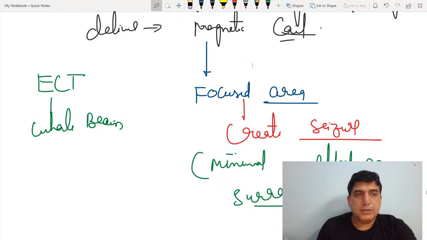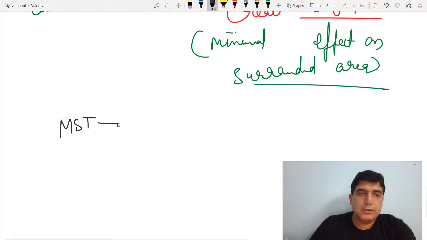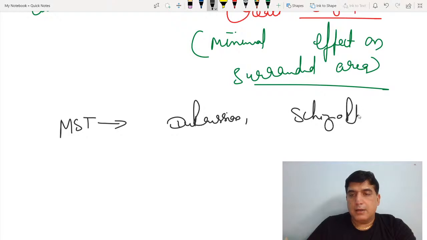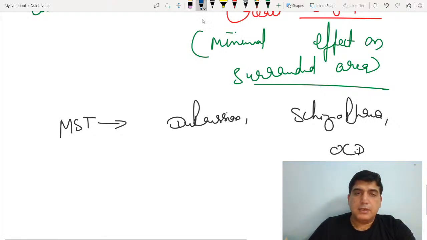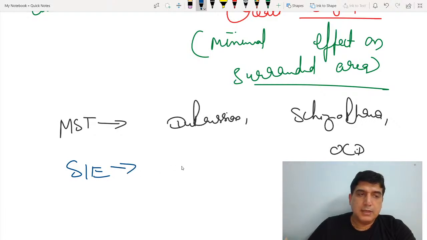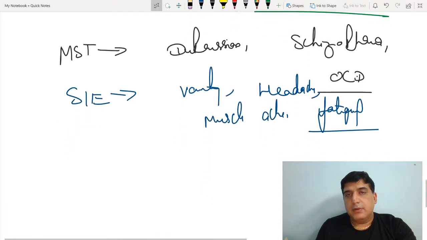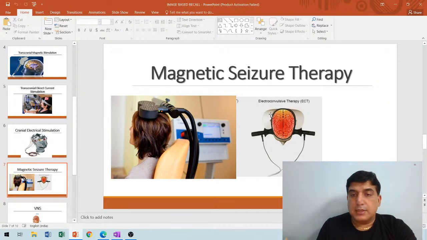In this, basically we use magnetic seizure therapy in various psychiatric disorders. We use it in depression, schizophrenia and obsessive compulsive disorder. The important side effects of magnetic seizure therapy: the patient will have vomiting, headache, muscle ache and fatigue. So fatigue, headache, muscle ache and vomiting are important side effects of magnetic seizure therapy. Correct? Next is, so this is the alternative to ECT.